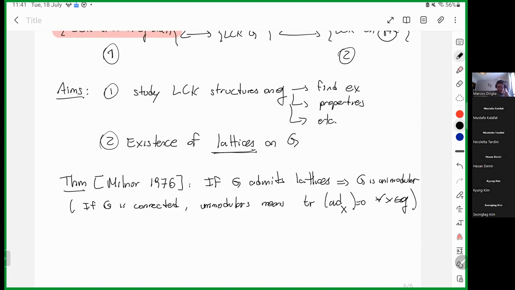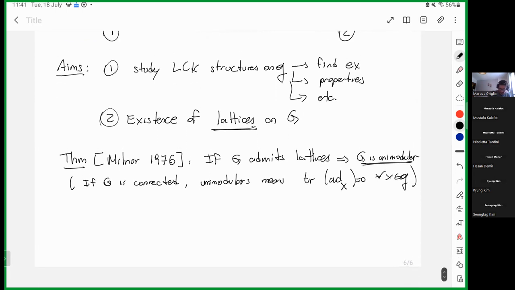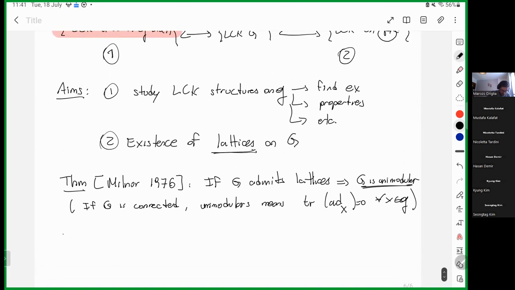So here there is a condition: at least your group has to be unimodular, but this condition is not enough. It's not an if and only if. It goes just in one way. So that's in general for any G. But then there are some results, not too many, but there are some.